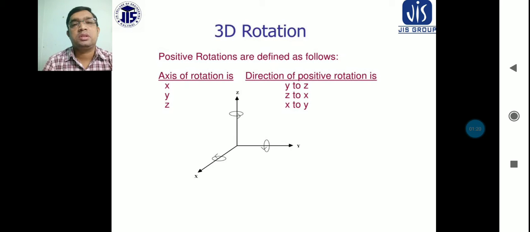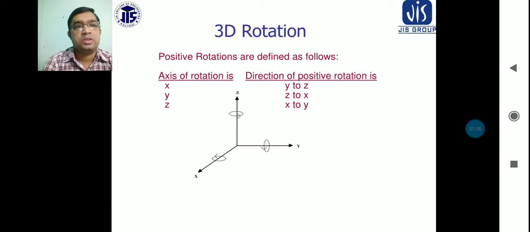Basically, in 3D rotation, the three axes can be rotated from one axis to another axis, and sometimes you can see the 3D figure. So the three axes, the x axis, y axis, and z axis, and everything else will also be rotated under these conditions. This is called 3D rotation. We can see positive rotations, and negative rotations will also be considered accordingly. The positive rotations are defined as follows.